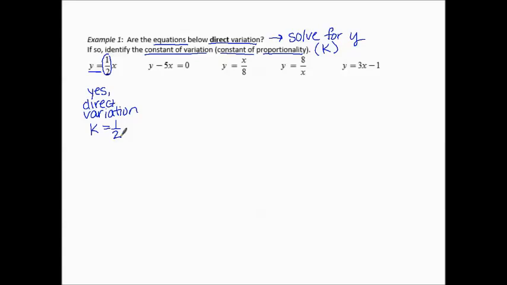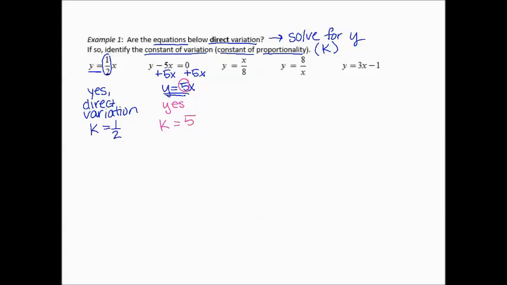If we look at my next example, I don't have y equals yet, so I need to solve for y. So in this one, I have this minus 5x here, so I'm going to add 5x to both sides. I have y equals 0 plus 5x, which is just 5x. Remember that identity property. So now I have y equals 5x, and I see here my 5. So yes, this is direct variation, and my k is equal to 5.